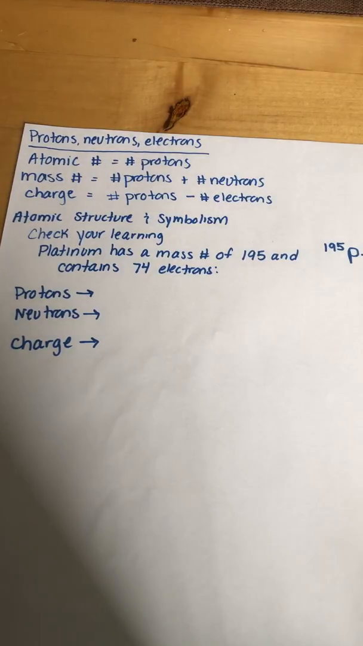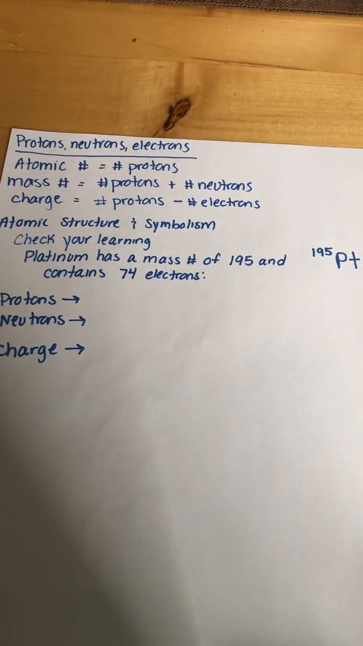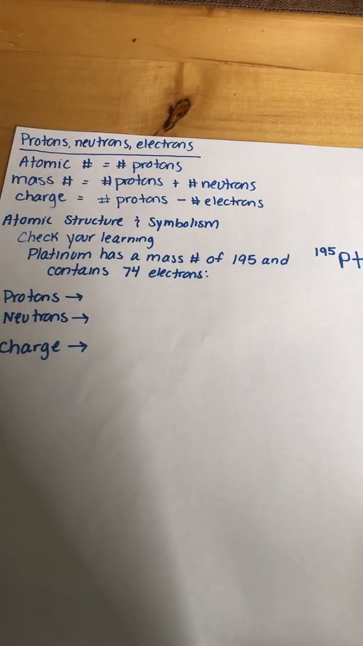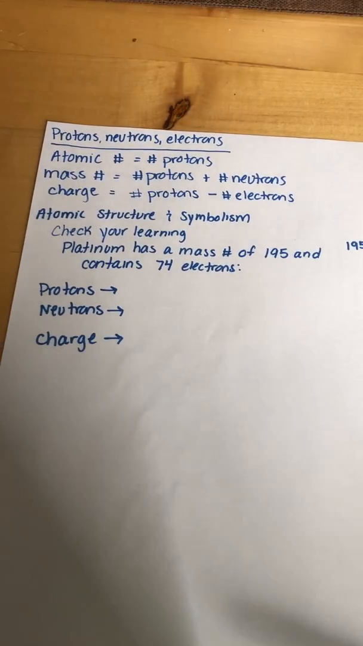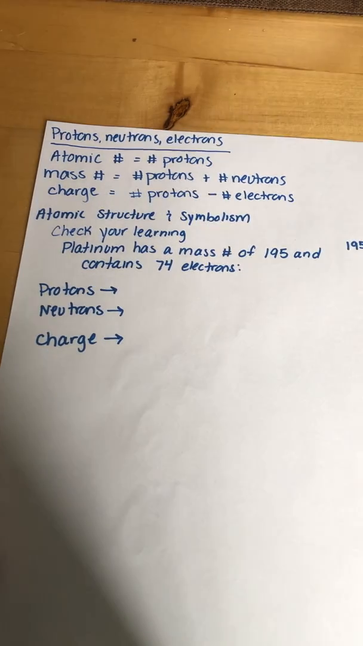Under the Check Your Learning, there is a little word problem that states platinum has a mass number of 195 and contains 74 electrons. It then wants you to determine how many protons and neutrons are in this isotope of platinum, and also the charge of the platinum.